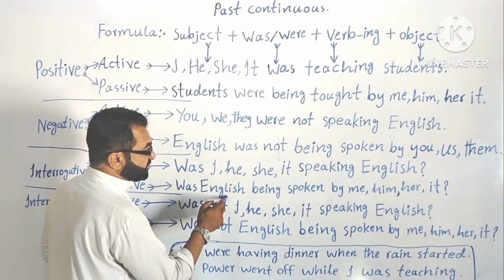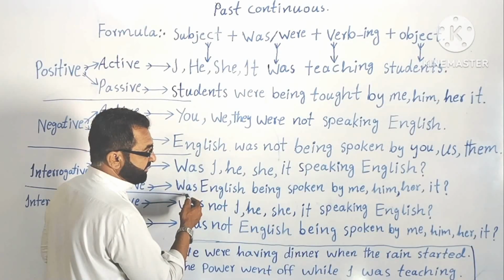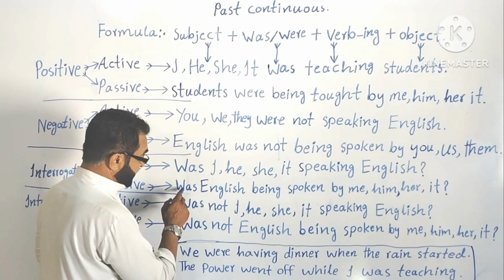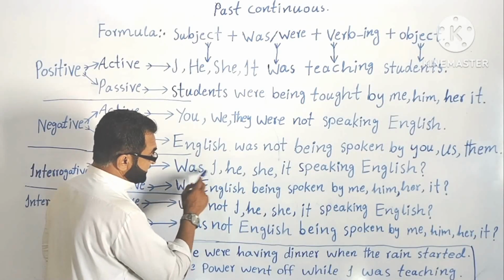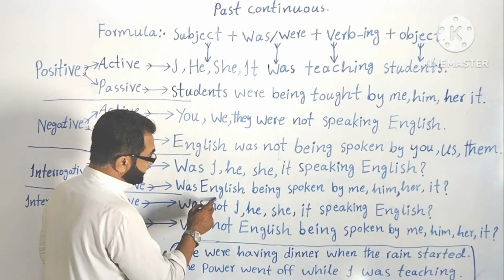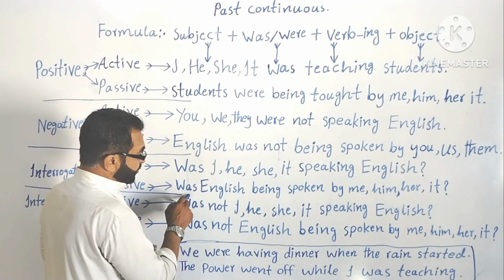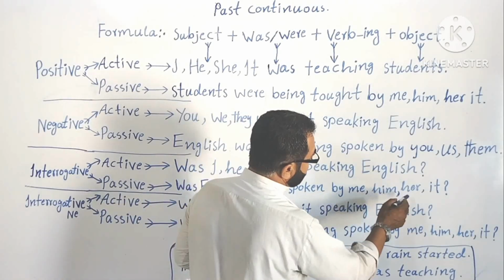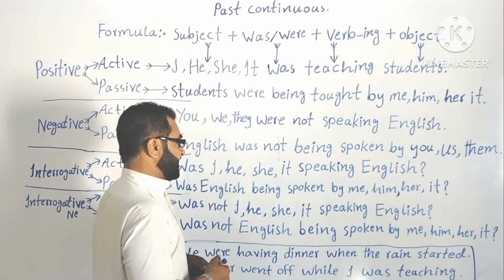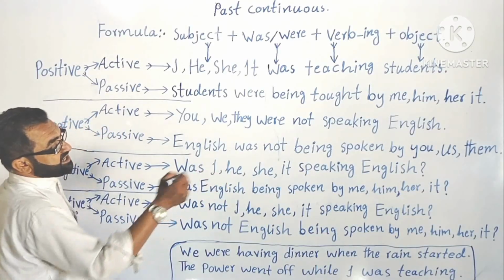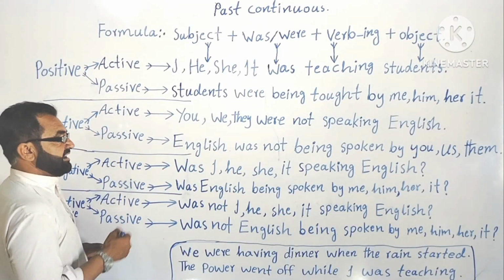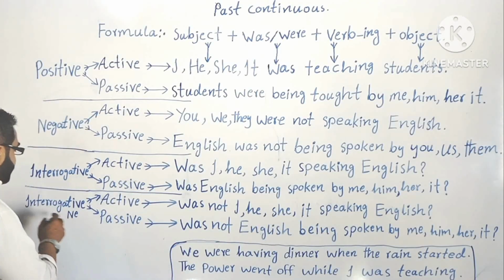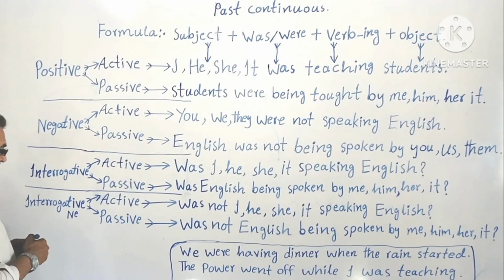But as I said before the subject, you have to put the helping verb in interrogative sentences. So here it is. Was English? Was I? You see, was English? Both are subjects. Okay. Was English being spoken by me, him, her, it, Ali, etc.? Understood? Now let's go to the interrogative negative. Interrogative negative.